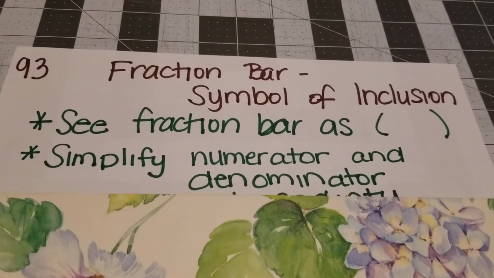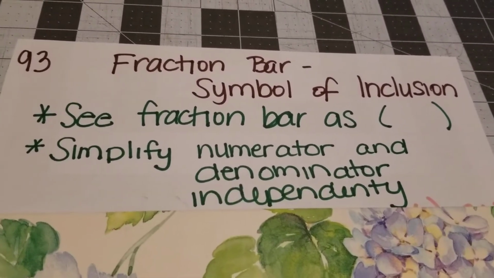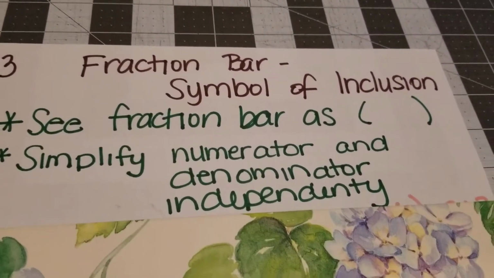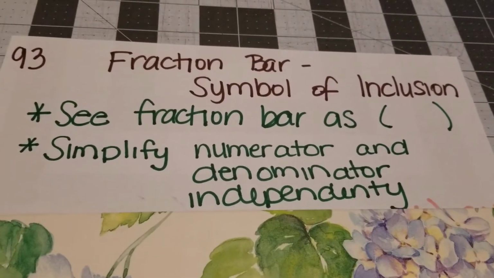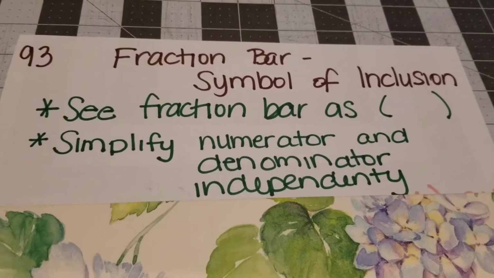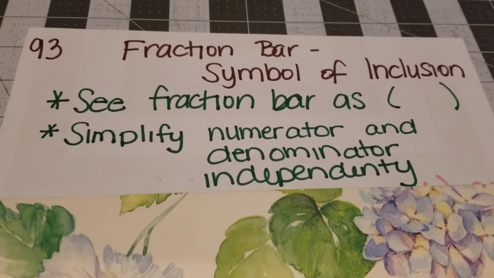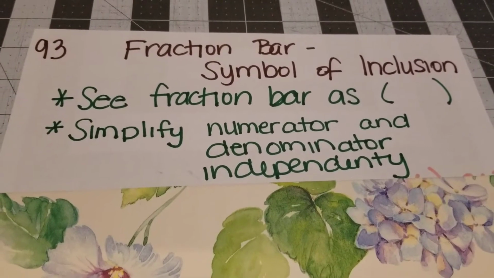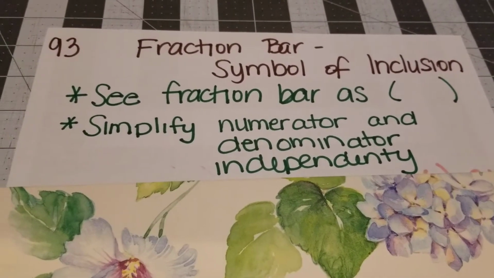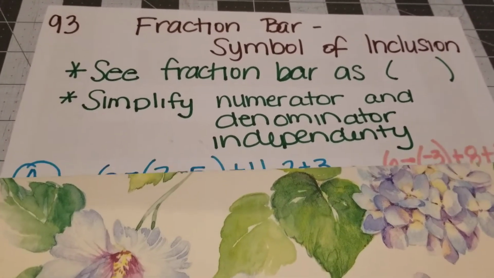What that means is that when we have a fraction, we need to simplify our numerator and denominator independently. So we're going to simplify our entire numerator, then simplify our entire denominator. Then at the end of that, we can simplify the fraction or do that division, which is what that fraction bar a lot of times means.